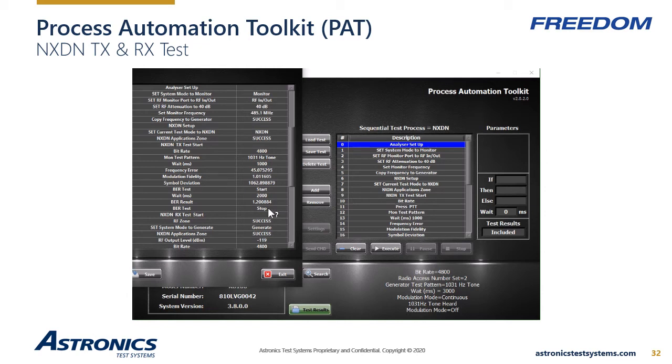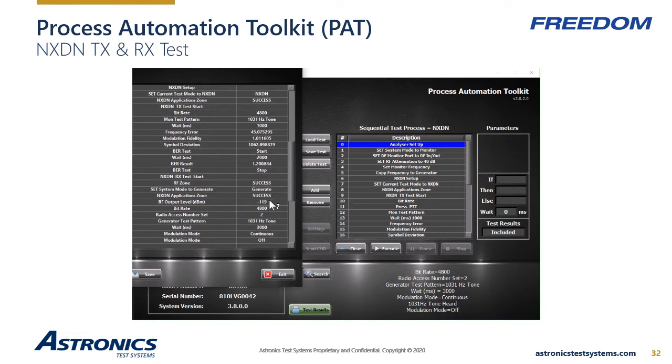Stopped the BER. Moved on to the generate side to test the receiver. Set a level of -119. Generated a 1031 hertz tone and waited for it to come out of the speaker. As we saw, everything was successful, so that is the end of the NXDN test.